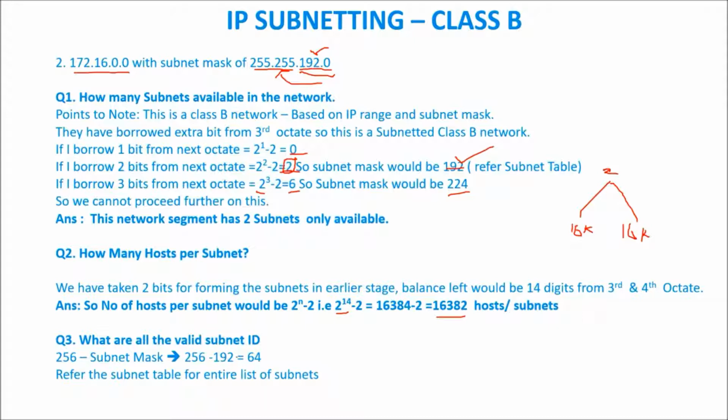So the third question is, what are all the valid subnet IDs? What we have to do is subtract 192 from 256. So 256 minus 192 is 64. This is also available now. So now we know how to break it. We'll just move on to the next slide.